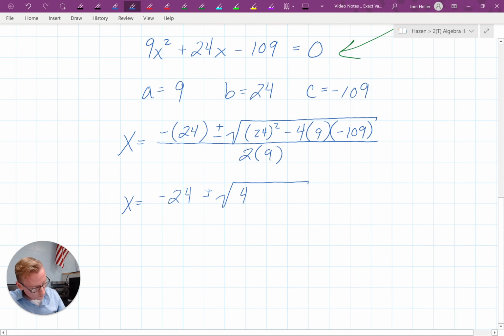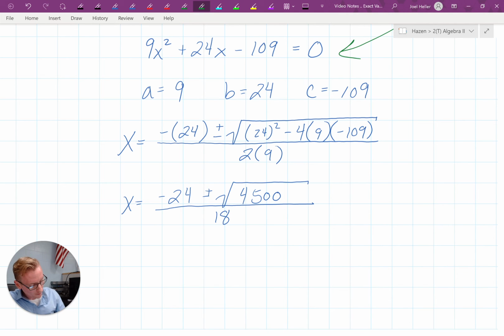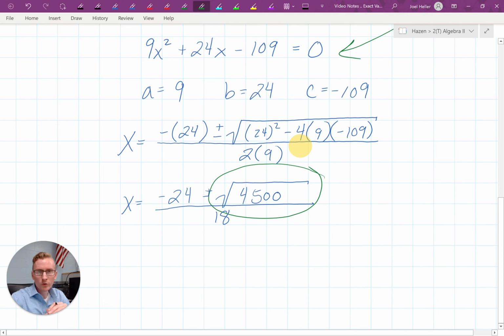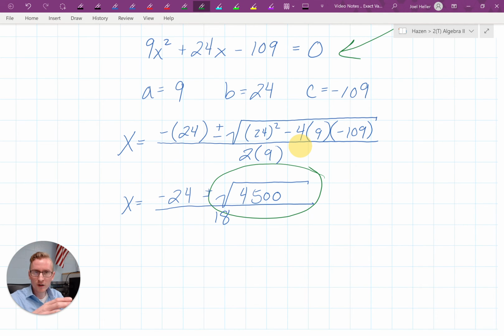So I got the square root of 4,500, and 2 times 9 is 18. Okay, now that I have that formula simplified like that, I'm going to look at this square root. The square root of 4,500 is irrational. There is no perfect square. 4,500 is not a perfect square. So when I take the square root, it's going to be irrational.